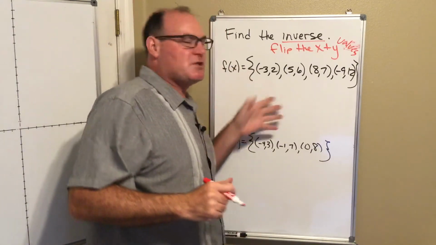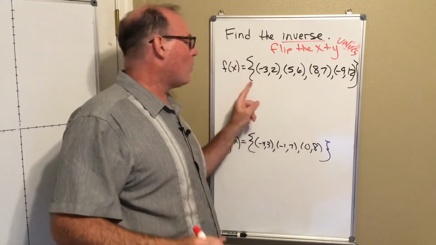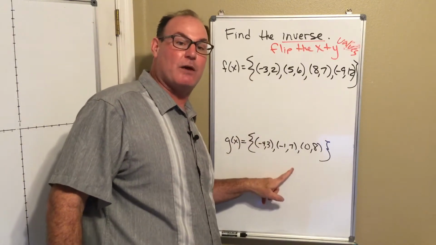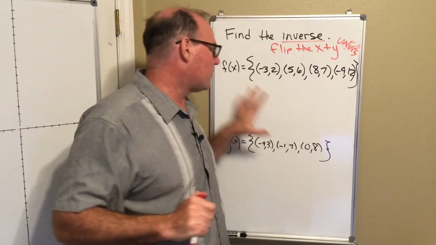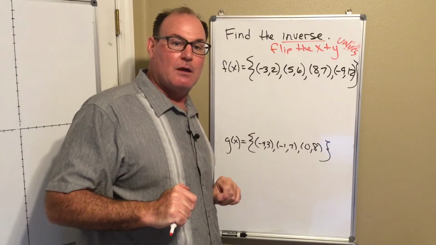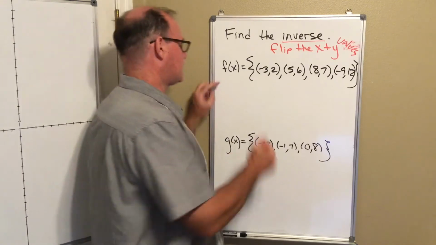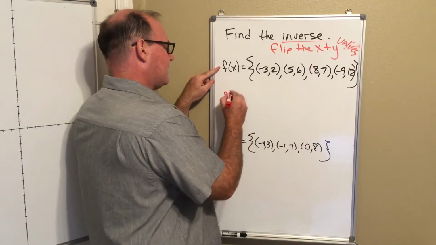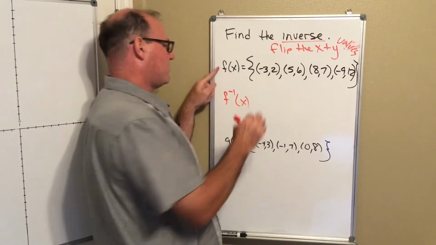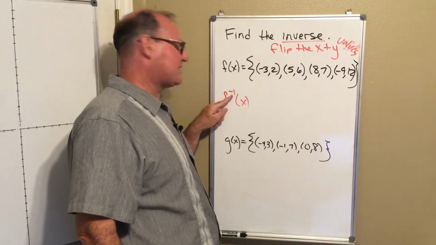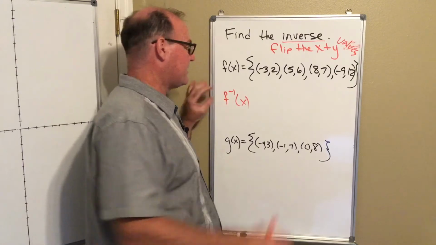So first examples, here's just a couple of functions that are one-to-one. Notice no x's, no y's are repeated in either of these sets of ordered pairs. You might want to pause the video and write these two things down. Now that you're back from writing them down, here's how you find the inverse. The inverse is notated by a little -1. So this is f. This is f inverse, f with a -1. That's not an exponent, that's just the notation for the inverse.